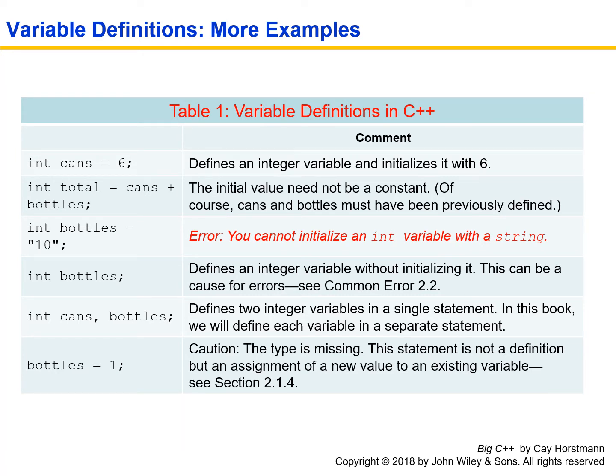Here are a few more variable definition examples. You don't have to initialize with a literal number. You can initialize with a mathematical expression. So int total equals cans plus bottles. You cannot initialize an int variable with a string of text. So putting 10 in quotes turns that 10 from a literal number into a literal string, and that is not compatible with an int.